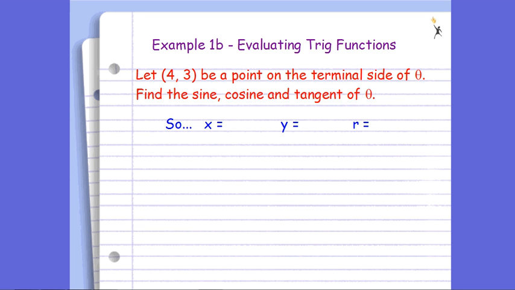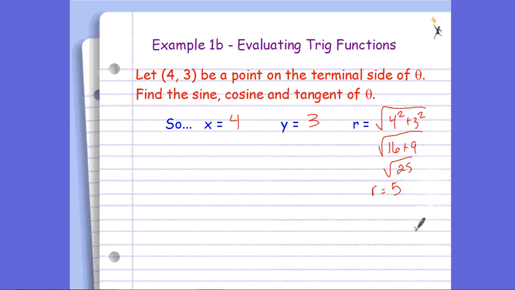If I give you the point 4, 3, again, I want you to find the sine, cosine, and tangent of theta. So, break it down. What's my x? What's my y? What's my r? It's going to be the exact same. Does everybody see that? Because it's 4 squared plus 3 squared, which is, again, 16 plus 9, which is, again, 25, which is, again, 5. So your r, in this case, is still going to be 5.